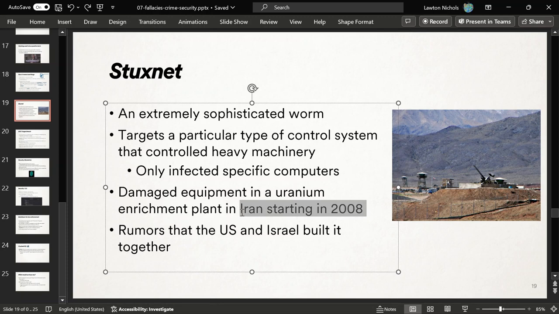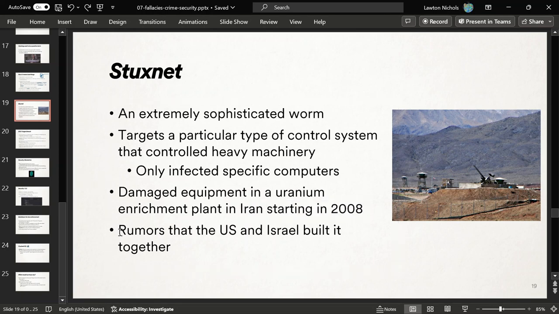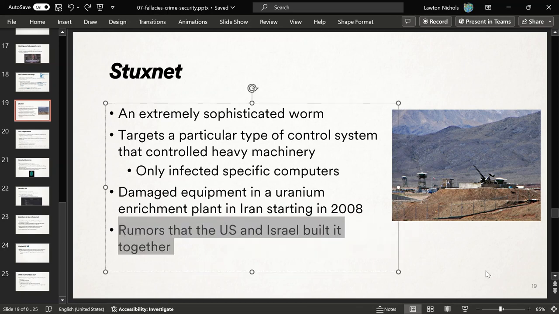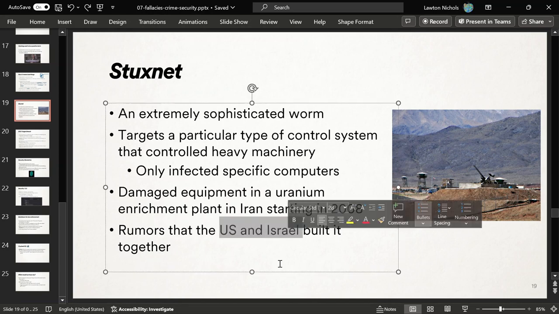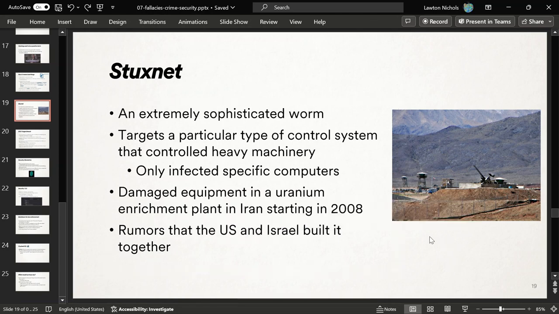And so this was back when the countries of the world didn't like Iran making a uranium enrichment program. They didn't think that they were just going to do nuclear energy, something like that. And so the rumor is, and it's probably safe to assume that this is really true, that the U.S. and Israel, together, built this worm, and they infected this computer.